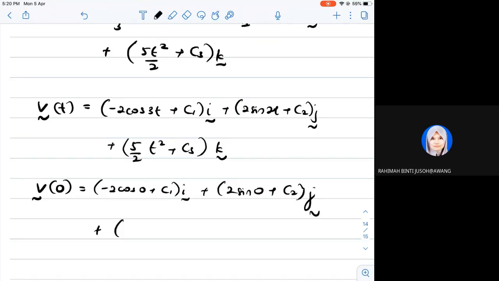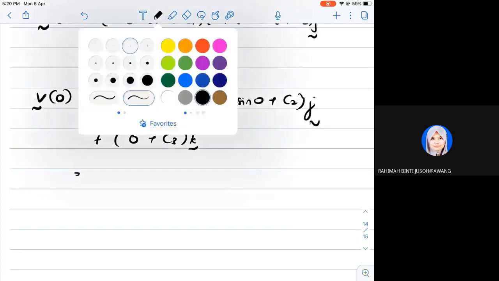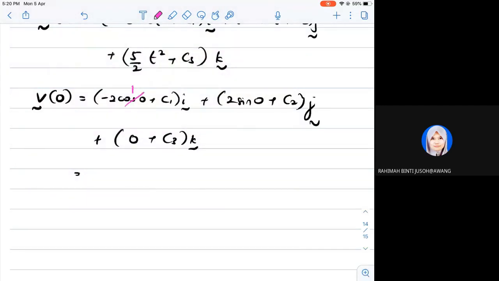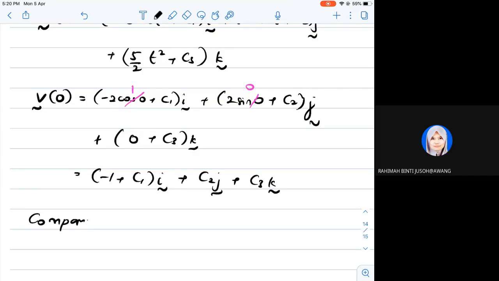Tambah 0 lah. Tambah C3k. So kita ada cos 0 is 1, sin 0 is 0. So kita dapatlah negative 1 plus C1i plus C2j plus C3k. Gitu. So we have to compare with the given values of V0.